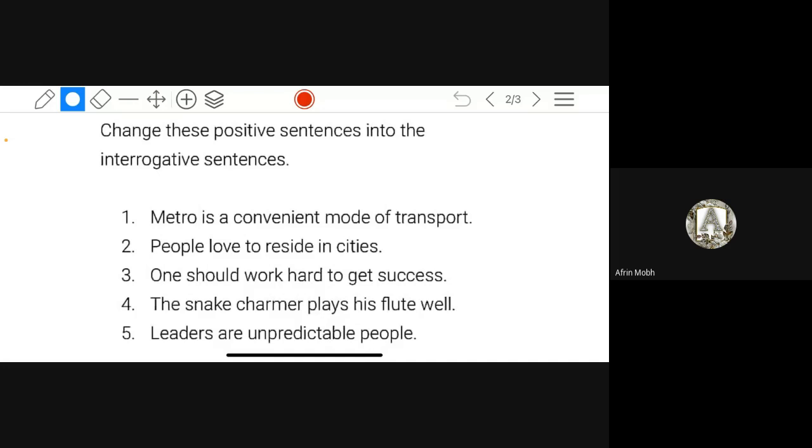Now the heading is: change the positive sentences, meaning affirmative sentences, into interrogative sentences. Questions. So questions we have already seen of many types. Some are yes-no questions. So yes-no questions will also come in this. Mostly you have to change it, and mostly all these will come in the form of yes-no questions. So it will be easy for you to answer.